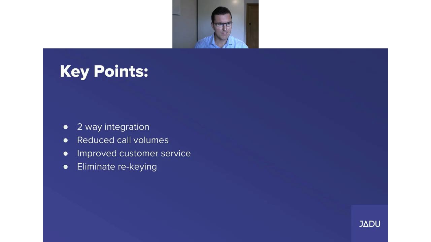Okay. So just to start off with, there are some key points that I want to start with. The first is that this is an example of two-way integration and the importance of that. So one of the things we found, obviously Jadu's an open platform. We have APIs that are available. With Confirm, we found a partner that was just as open to working with us as we were to them. And that's not always the case.